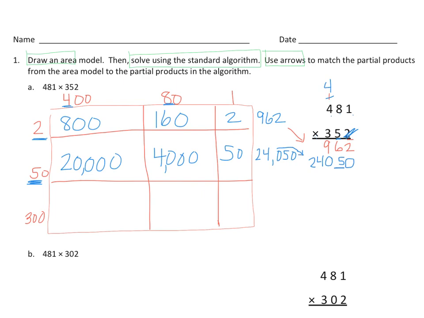And now we're down to the third partial product, and we're going to go 300 times 400, so 3 times 4 is 12, and then add your 4 zeros, 1, 2, 3, 4, to give you 120,000.